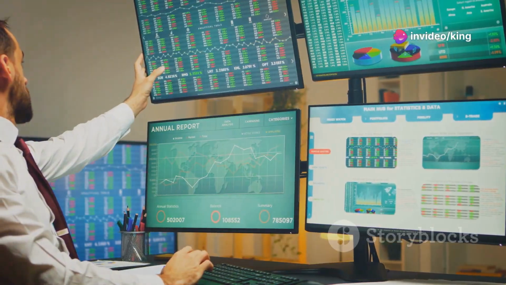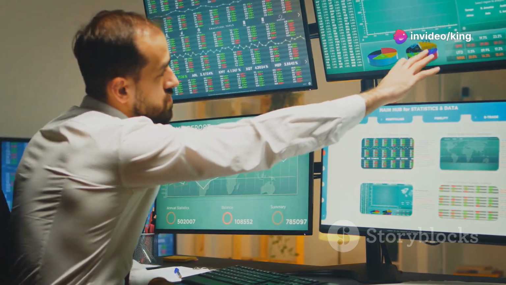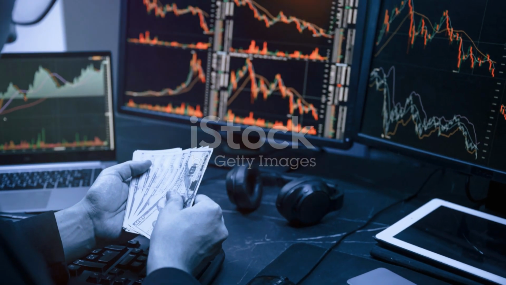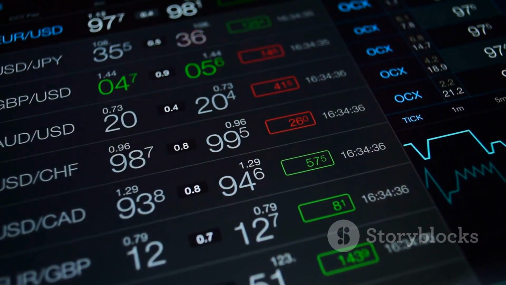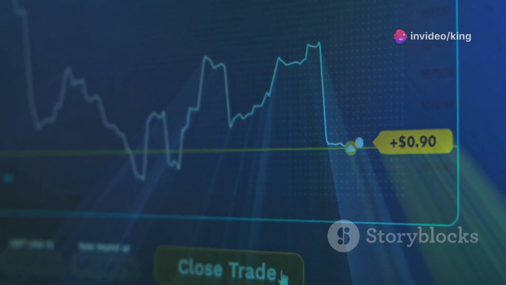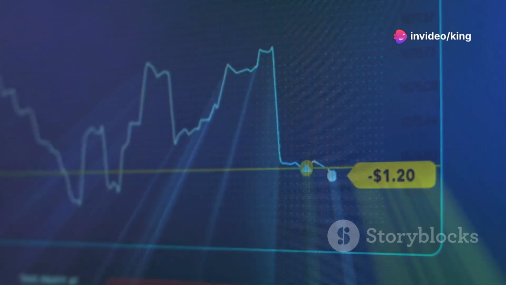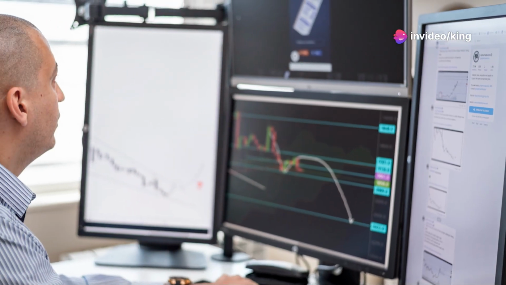Scalping is a trading strategy that aims to profit from small price changes. It involves making numerous trades within a single day. The goal is to capture tiny gains that add up over time. Scalpers open and close positions quickly, often within minutes. This approach requires focus and discipline.